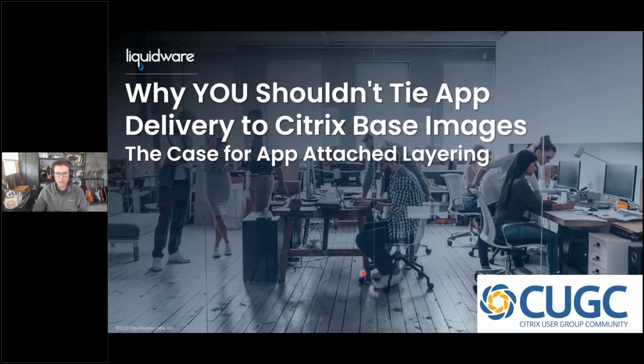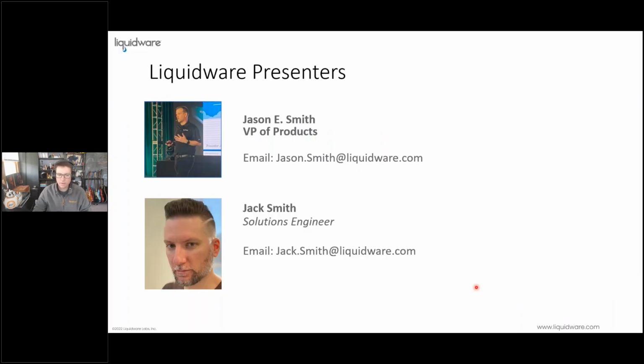So I'm Jack Smith in this equation here. We'll progress the slide here. Along with me, hopefully, will be Jason Smith in a moment. No relation that we know of, actually. I call him Cousin Jason, just because you never know, right? But I'm a solutions architect here at Liquidware. I've been here for about 10 years or so.